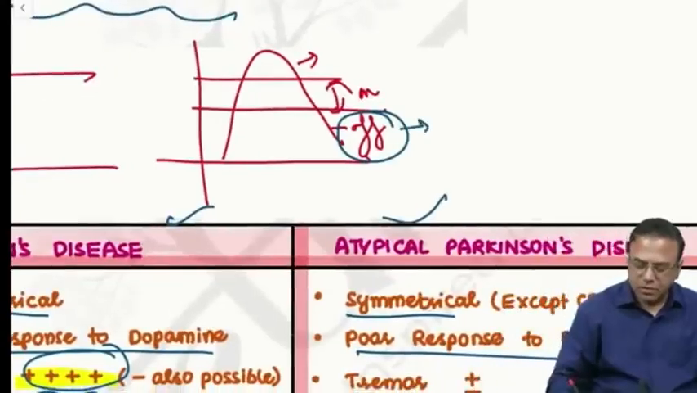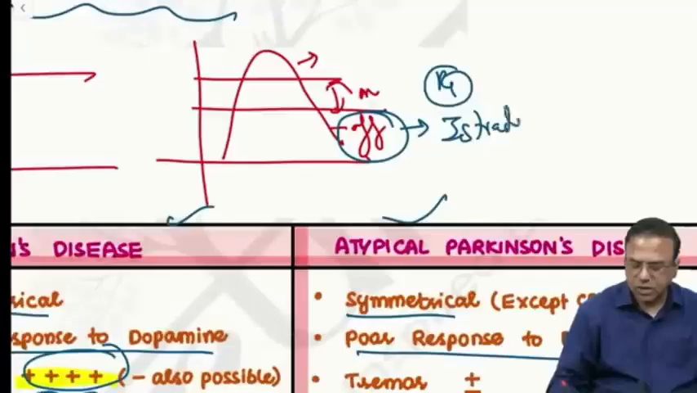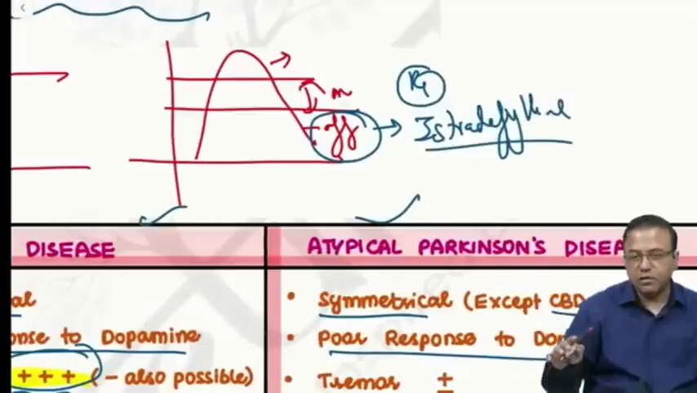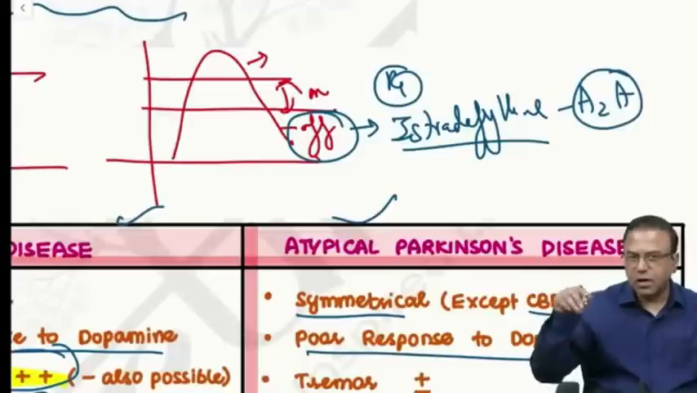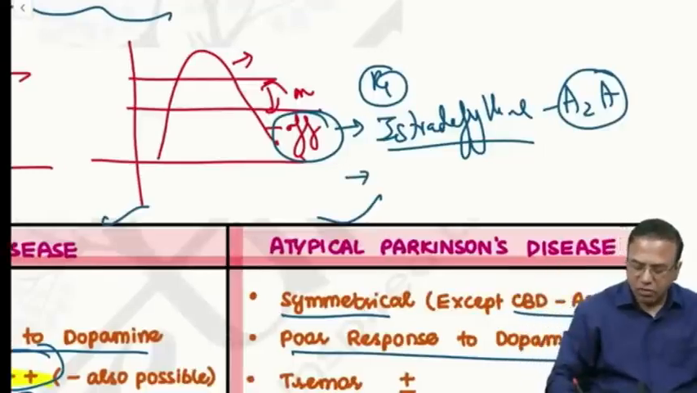For the treatment of off phenomena, one, we have a new drug now called istradefylline. This drug reduces the on-off phenomena significantly. It's an A2A antagonist. This is one new drug that has come that reduces off phenomena. Secondly, you can use an injection like apomorphine.